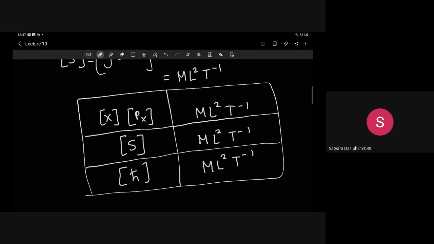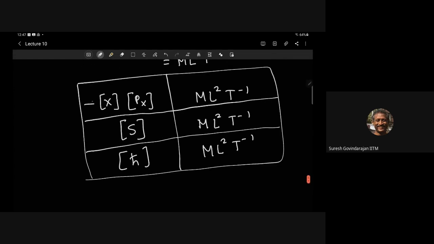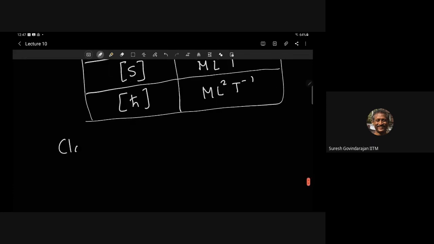Any comments, questions? Okay. Sir, I have a question: is there any deep reason why their dimensions are similar? Yeah, we are getting to that. That's the point. Absolutely. So now, this first row is only the linear, general Cartesian coordinate x and Px. But now we can ask, so the claim is the following, that it's always true.